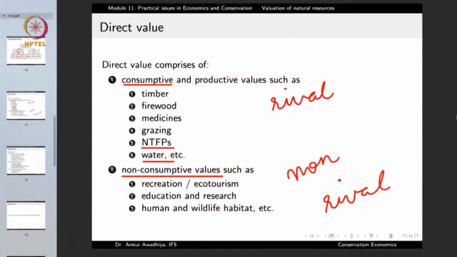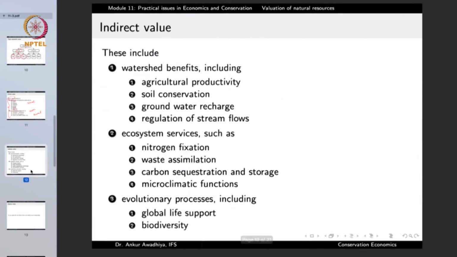And direct value is the sum of consumptive values and the non-consumptive values. Because in both of these, whether we are talking about consumptive usage or non-consumptive usage, we are using the forest directly. There are also indirect values that we derive from the forest. Indirect value means that we are still using the forest, but we are deriving the values out of it indirectly.